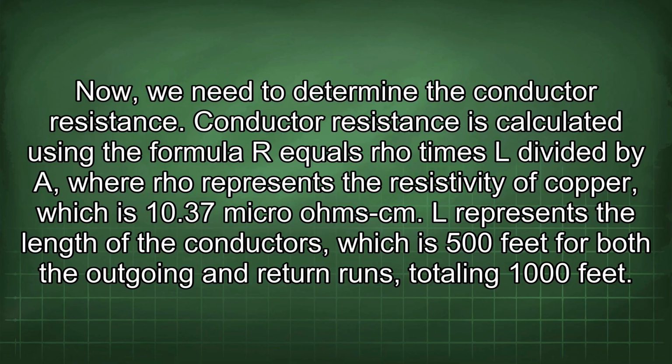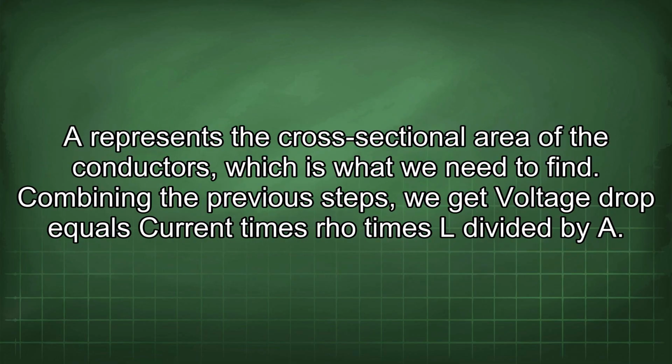Conductor resistance is calculated using the formula R equals ρ times L divided by A, where ρ represents the resistivity of copper, which is 10.37 micro-ohm cm. L represents the length of the conductors, which is 500 feet for both the outgoing and return runs, totaling 1,000 feet. A represents the cross-sectional area of the conductors, which is what we need to find. Combining the previous steps, we get voltage drop equals current times ρ times L divided by A.